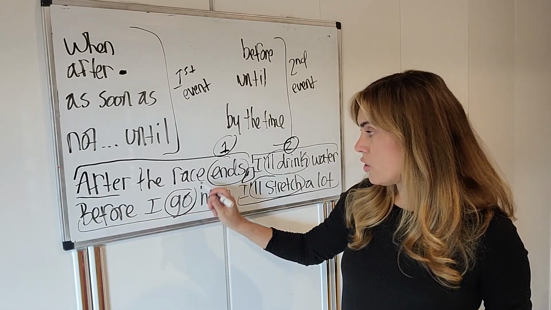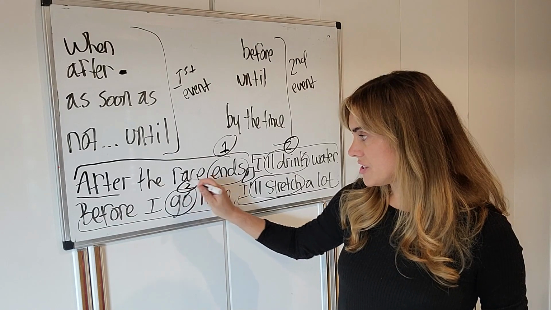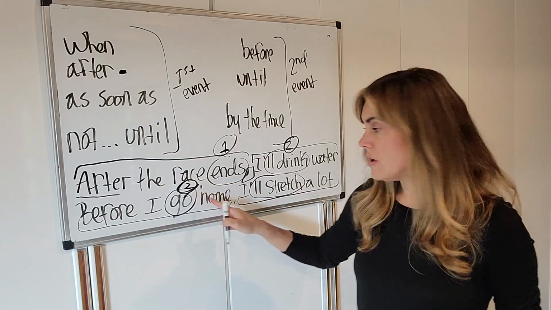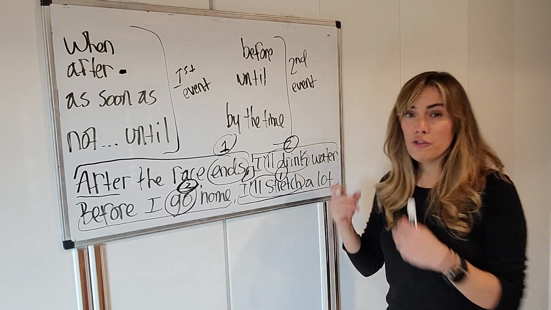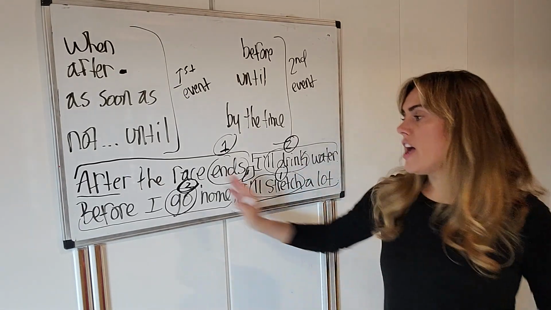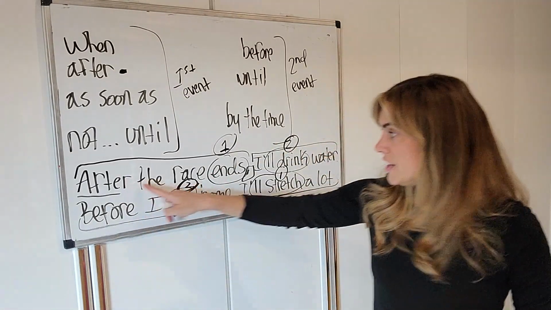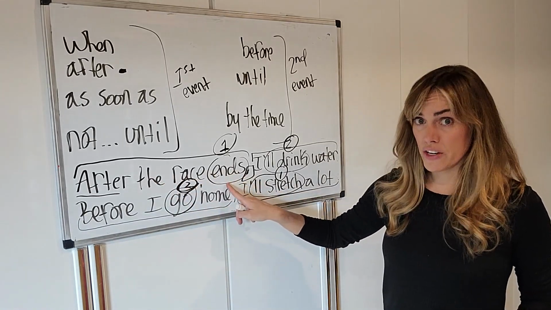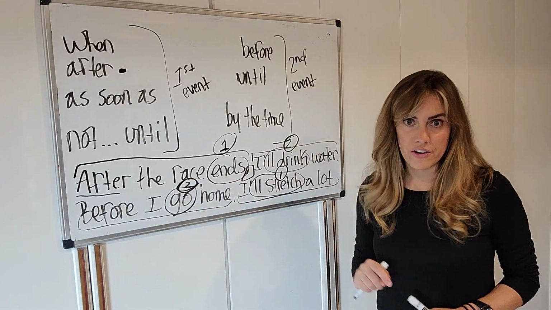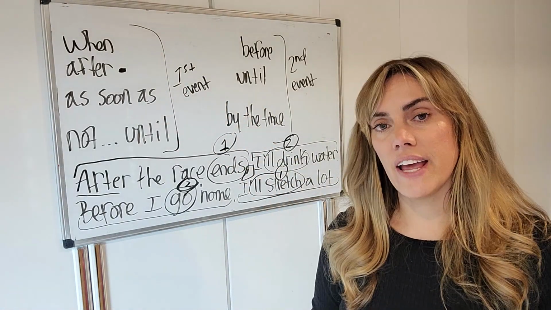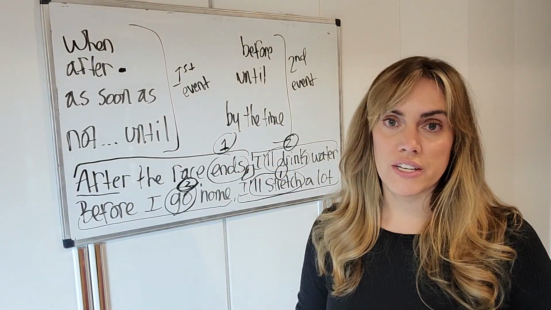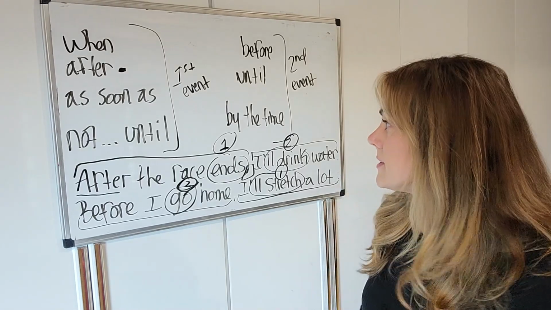Before I go home. So this is the second action. Go. I'll stretch a lot. That's the first one. So first I'm going to stretch and then I'll go home. Over here, first the race is going to end and then I'll drink water. So that might help you to understand the order of things when you're using time words like these.